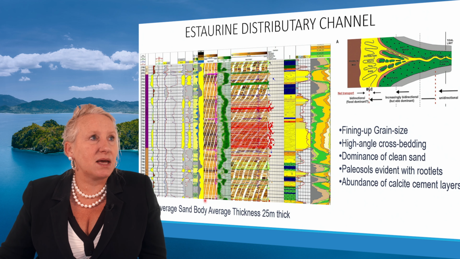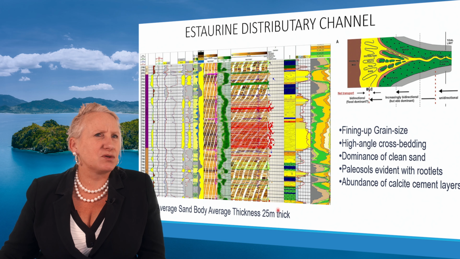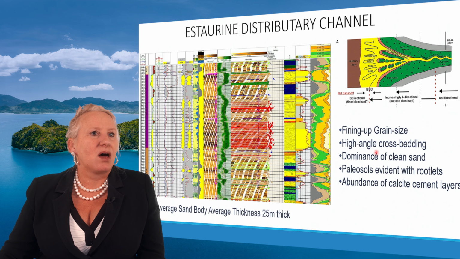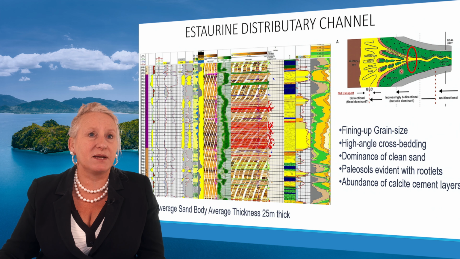When we look at the estuarine distributary channel, we've got an average body thickness, body size, of 25 meters in this case. We see these sort of fining up bodies. Here we are. We interpret it to be a little bit up here.